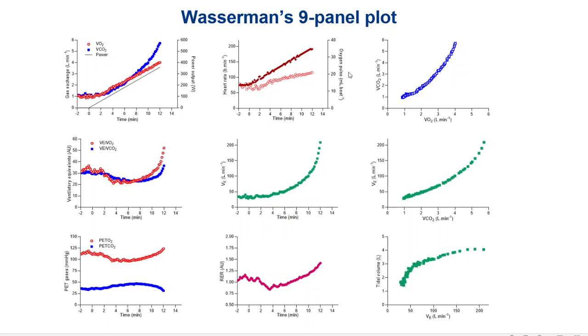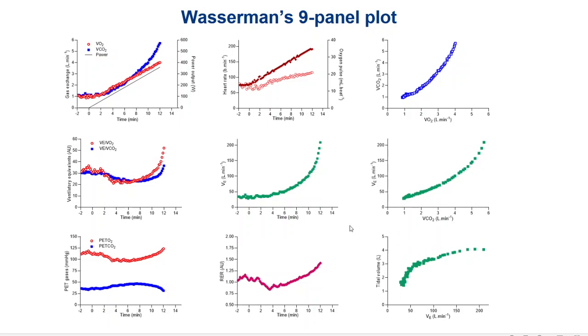We have a cardiovascular panel with heart rate and O2 pulse on it. The V-slope panel, the ventilatory equivalence panel, a ventilation panel, the respiratory compensation point panel, if you want to call it that, the end-tidal gases panel, which would also have arterial blood gases on it if you were to measure those as well, a respiratory exchange ratio panel, so looking at the metabolic response, and then the tidal volume VE relationship, looking at if there's any respiratory limitations or ventilatory limitations to exercise.